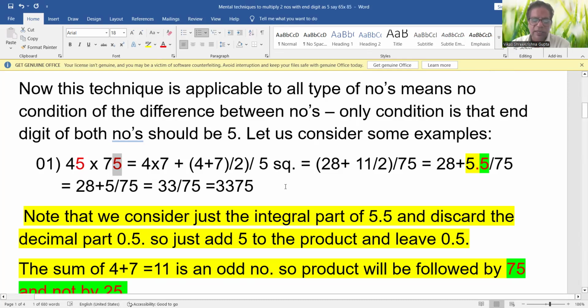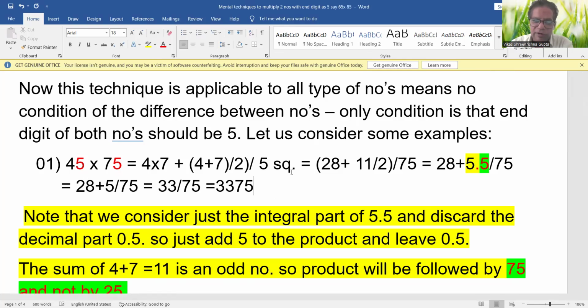Now, the technique is very simple. First of all, you multiply 4 into 7. 4 into 7 plus (4 plus 7) divided by 2. You add both these numbers and take half of that, divide by 2, and then it is followed by 5 square. I will tell you where to apply 25 and where to apply 75. Now, 4 into 7 is 28, and 4 plus 7 is 11.